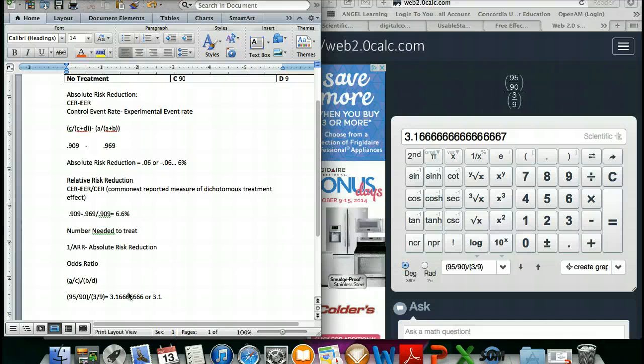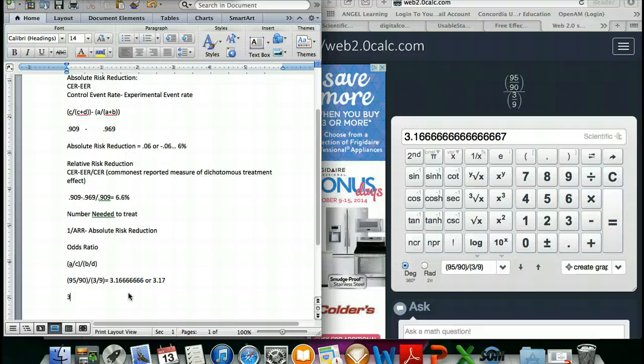Or simply 3.17, which essentially means a 3 to 1 ratio. So it's 3 to 1. That is the odds ratio. 3 to 1 is the odds, 3 times to 1 of it happening.